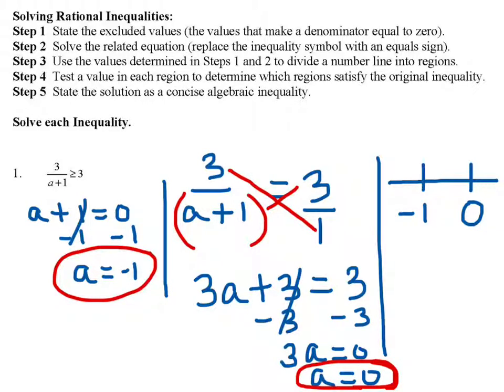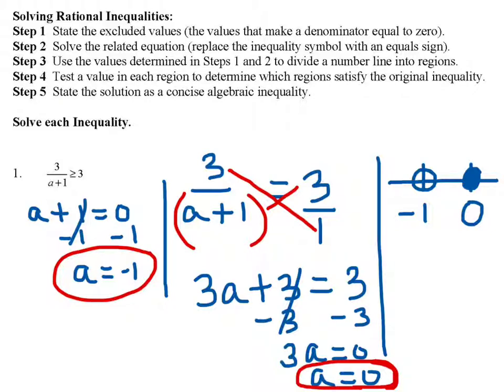The other thing we want to consider is whether or not negative 1 is a solution to our inequality or 0 is a solution to our inequality. 0 makes this a true statement. So I'm going to make a solid dot on 0, and negative 1 makes our denominator equal to 0. So this is not going to be included in our solution set. So I'm going to put an open circle on the negative 1. Next, what I want to do is test each region as it states in step 4.